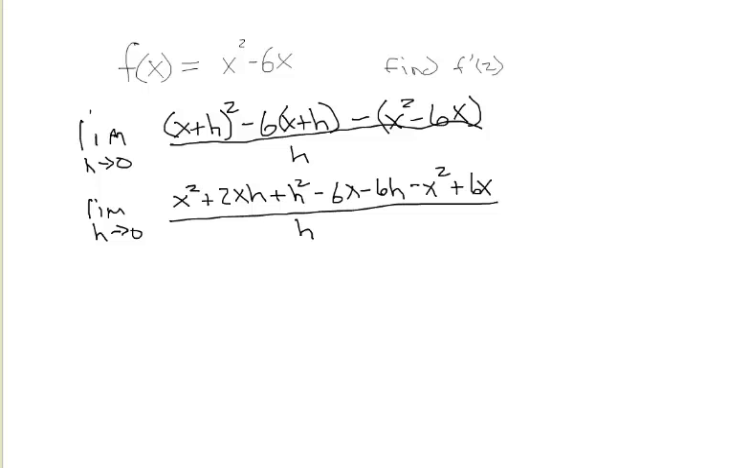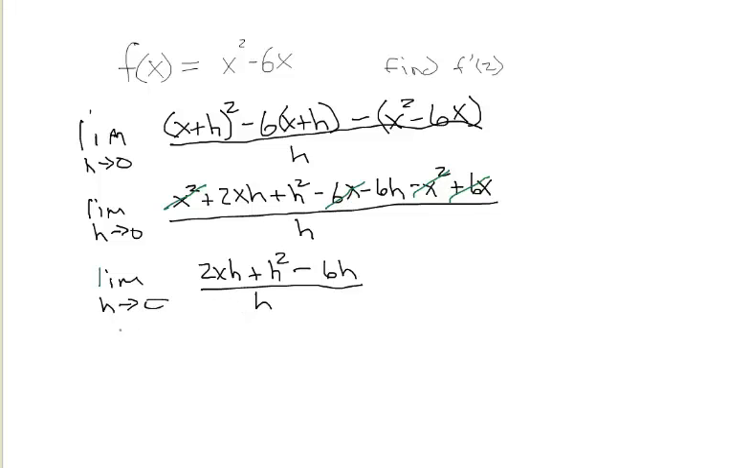And now we're going to take a look at the terms that cancel. So here we can see that we have a positive x squared and a negative x squared, and we have a positive 6x and a negative 6x. And now I'm going to rewrite all of the terms that we have left. So we have the limit as h goes to 0 of 2xh plus h squared minus 6h, all divided by h.